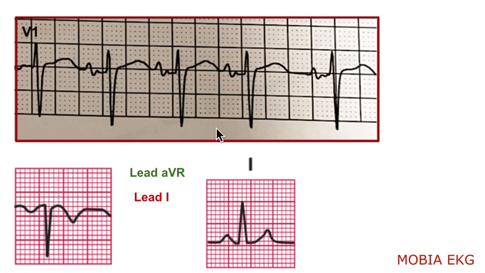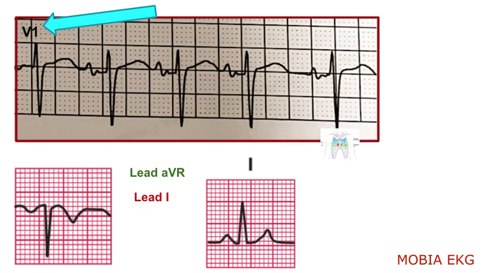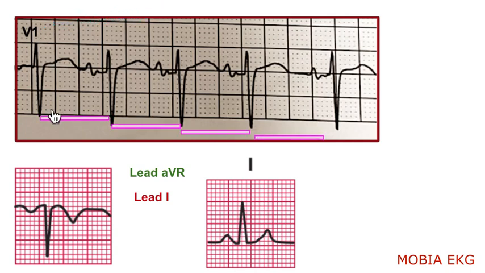Based on this summary, let's check our strip. We are interpreting a strip recorded by lead V1. This electrode should be located on the right side of the chest, at the fourth intercostal space, in the parasternal line. In our strip, there are a couple of cardiac cycles with different timeline rhythmicity.